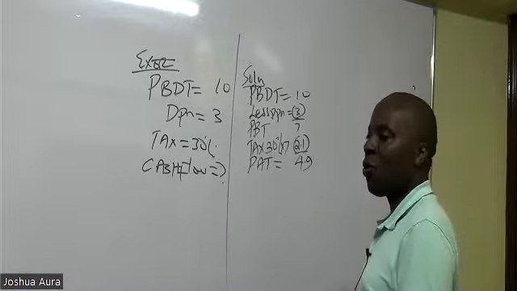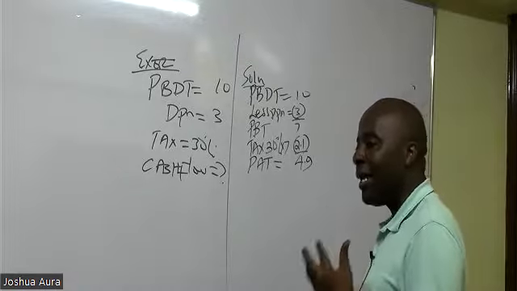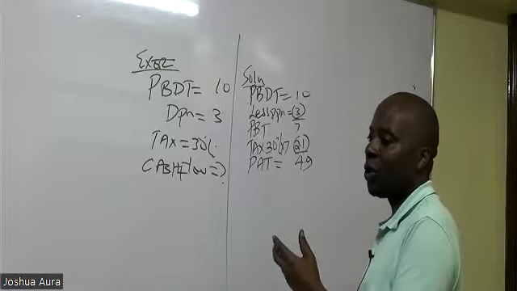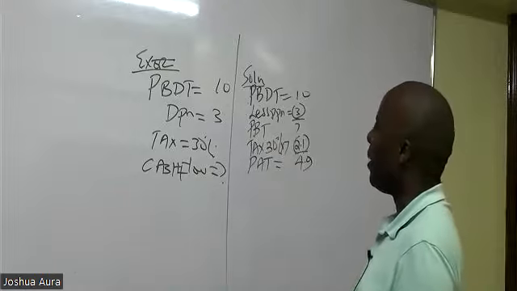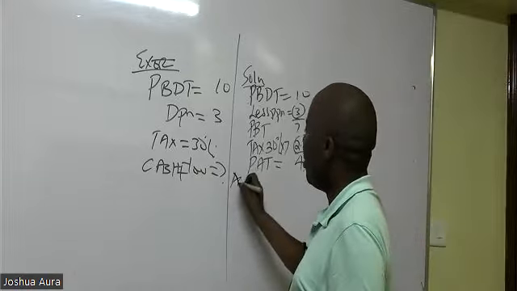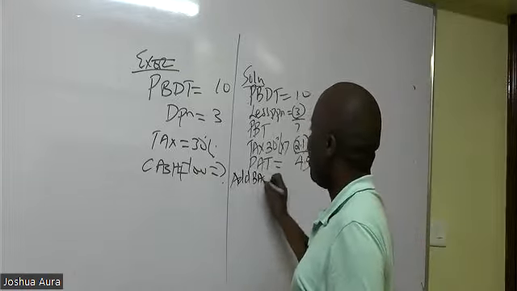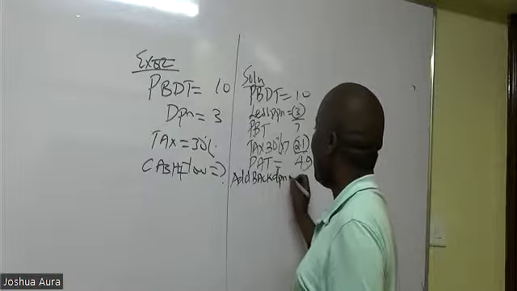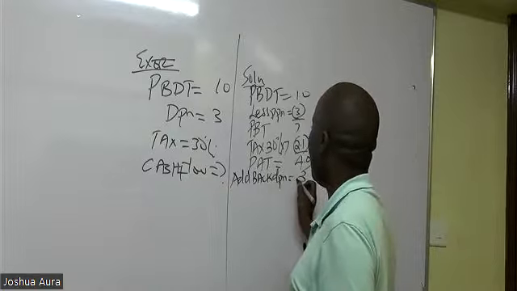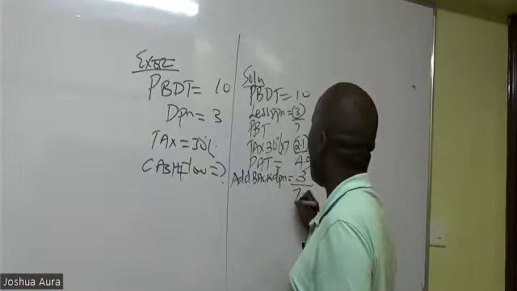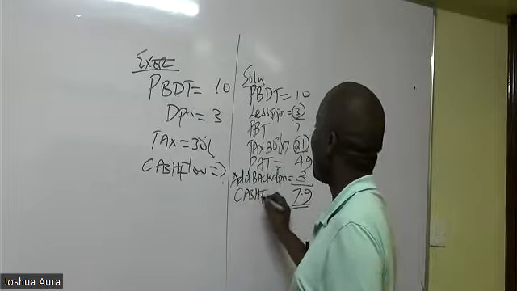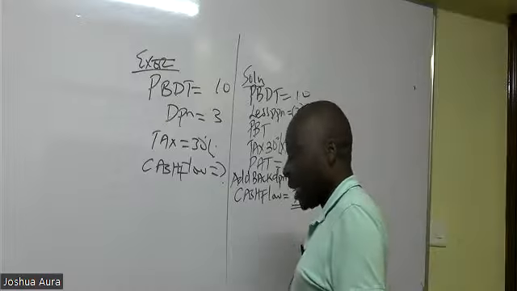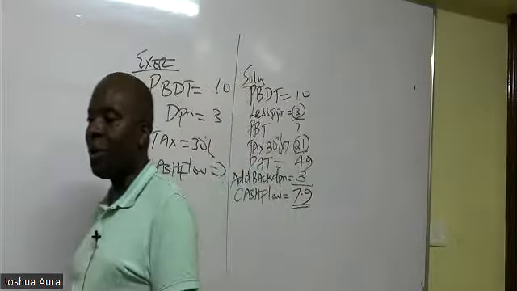Once I get profit after tax, I need to change this straight away to cash flow. And how do I do this? I'll come and add back depreciation. You add back depreciation of 3. So 4.9 plus 3 gives me 7.9, which is our cash flow. So our cash flow per annum will be 7.9.